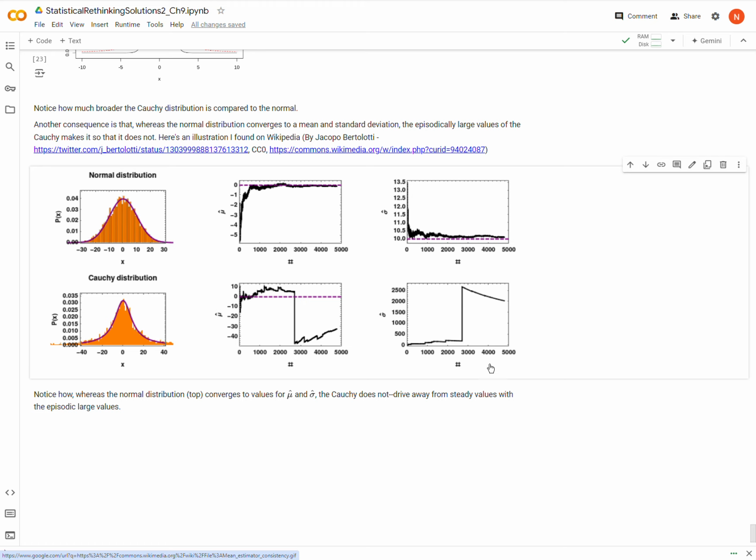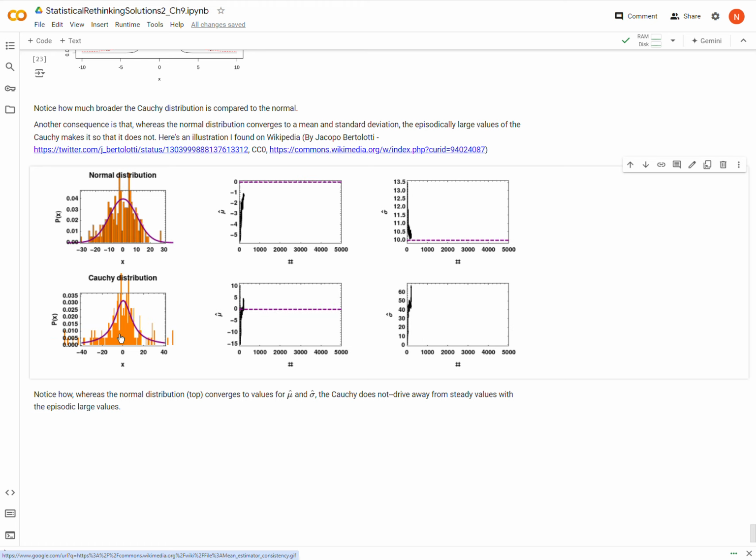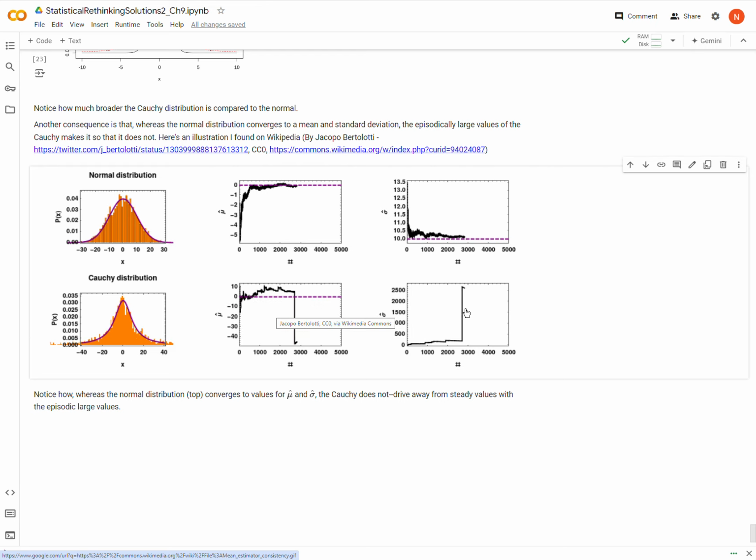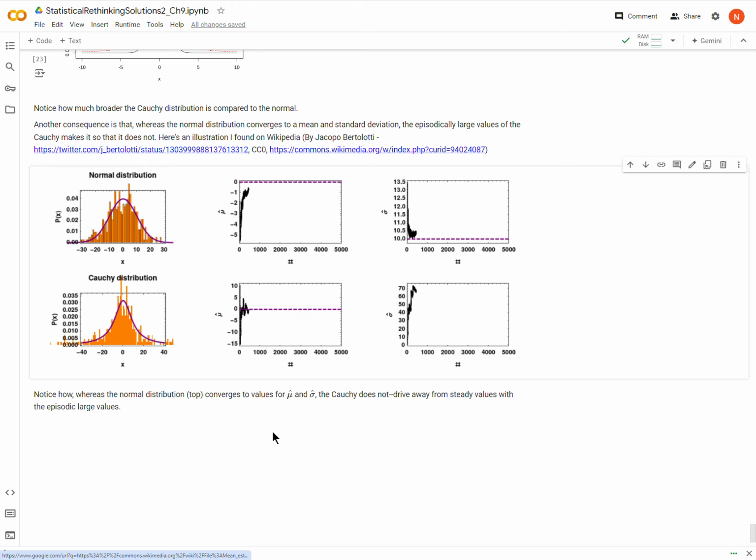of these parameters. However, the Cauchy distribution, because it's getting extreme values semi-frequently, jumps one way or another whenever it gets one of these extreme values. So it doesn't really settle down to a particular mean, and it doesn't settle down to a particular sigma value either, because these large values are sending both the mean and the standard deviation into the stratosphere. So anyway, I guess that's what we will stop on here.